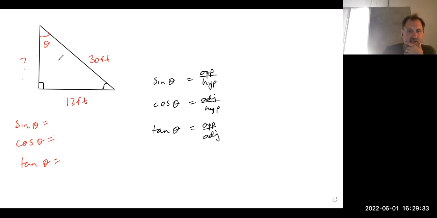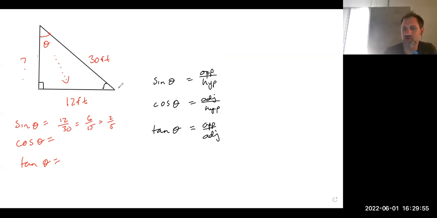Now, the sine of theta, we can go right away and say opposite is, again, tracking to the other side of the triangle, 12 over 30. I didn't really write the units because it's going to be feet over feet, so they'll simplify. Of course, 12 over 30 simplifies to 6 over 15, which simplifies to 2/5.